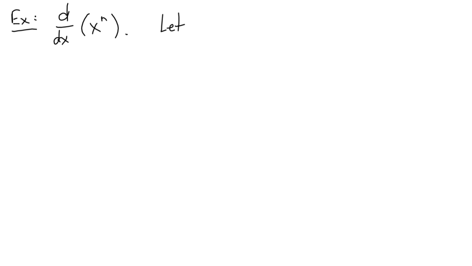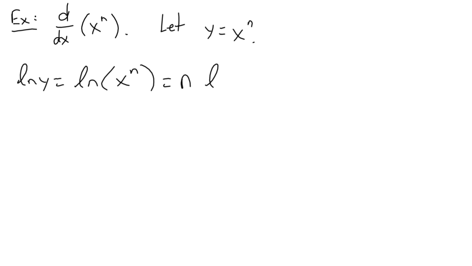So let's let y equal x to the n. That means the natural log of y equals the natural log of x to the n, which of course I can simplify to be n times natural log of x. Note that n is a constant because I'm treating x as the variable, right? I say d by dx. Okay, well now let's differentiate both sides.